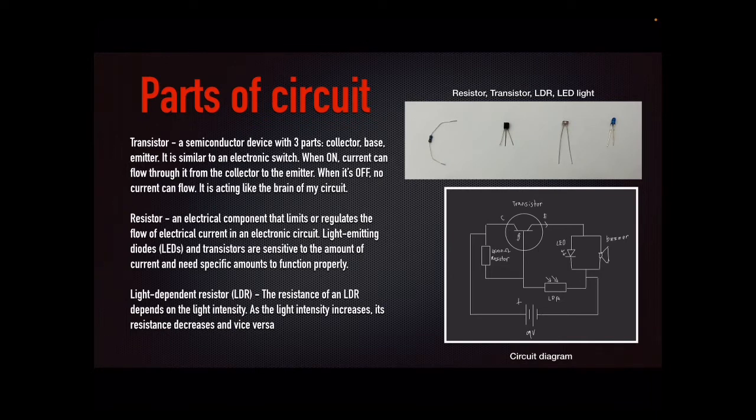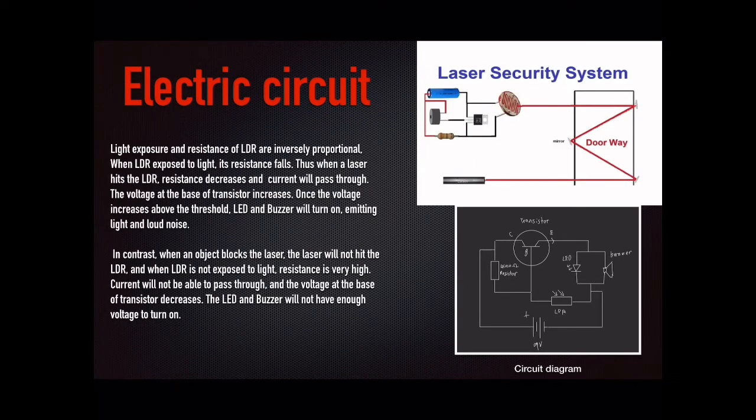Light-dependent resistor, LDR. The resistance of an LDR depends on the light intensity. As the light intensity increases, its resistance decreases, and vice versa. My electric circuit. Light exposure and resistance of LDR are inversely proportional. Thus, when the LDR is exposed to light, its resistance will fall. Thus, when a laser hits the LDR, resistance will decrease and the current will be able to pass through.